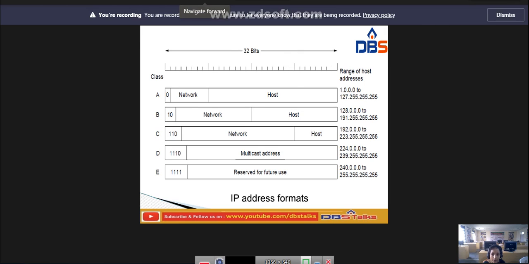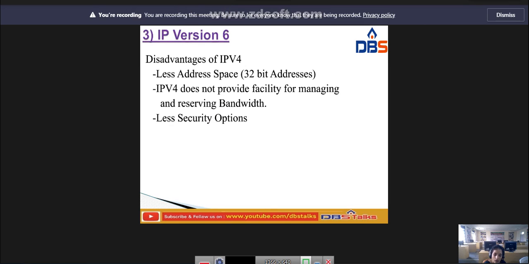Next, coming to the IPv6 version, IP version 6. In this, we have some disadvantages of IPv4. Less addressing space, less support for real time applications, IPv4 does not provide a facility for managing and reserving bandwidth, and less security. So, these are the disadvantages. Less address space, 32-bit address.